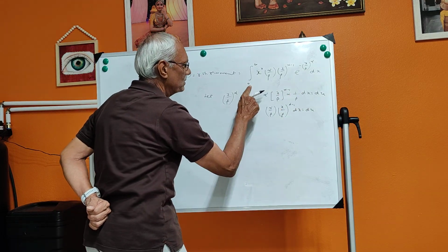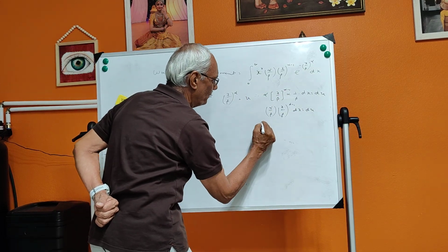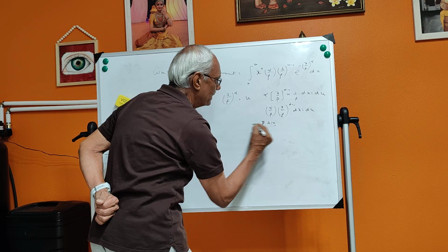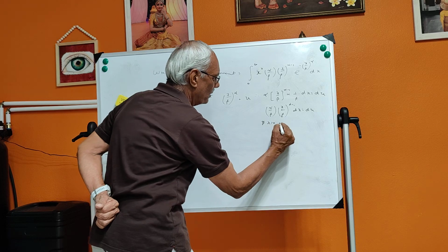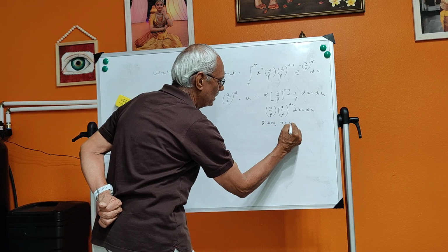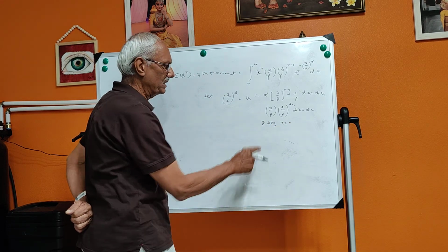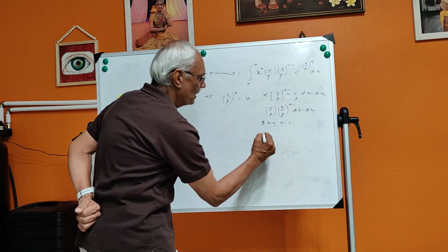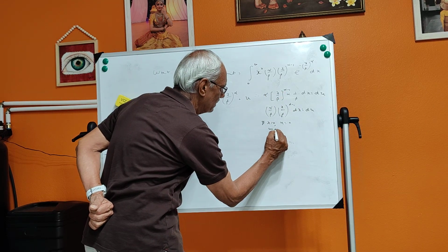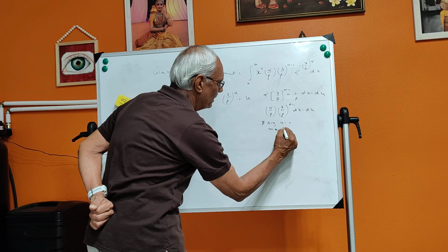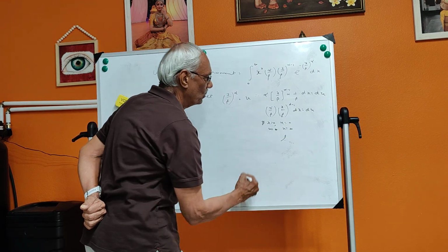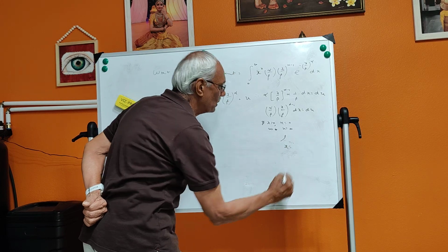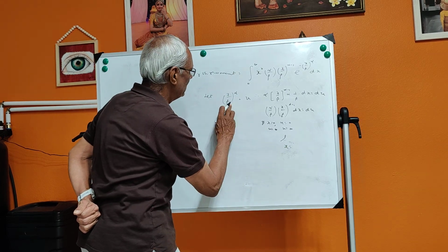And here x tends to 0. If x is equal to 0, when you put x is equal to 0 here, then u is equal to 0. If x tends to 0, u tends to 0. If x is equal to infinity, u also becomes infinity.